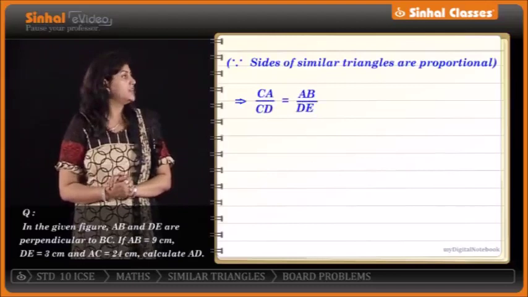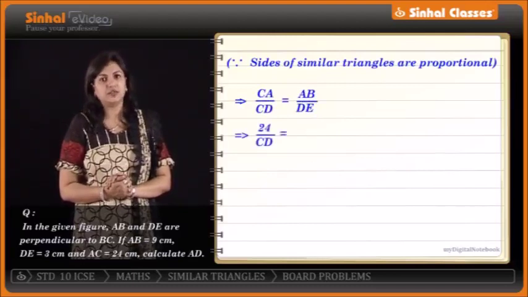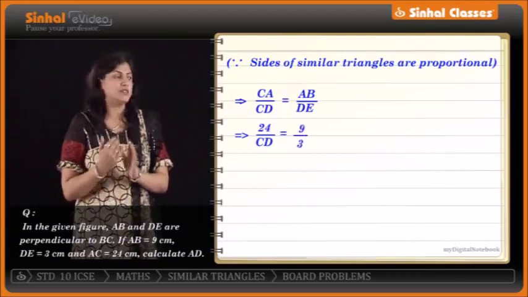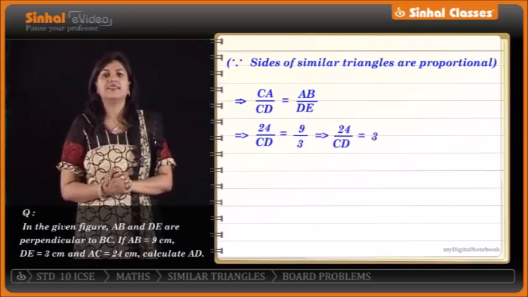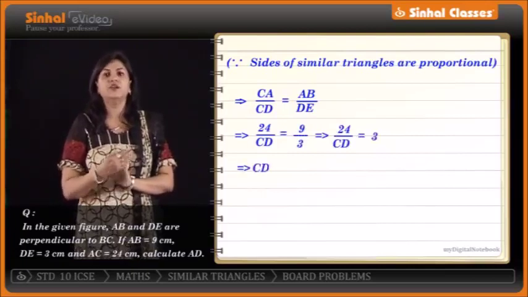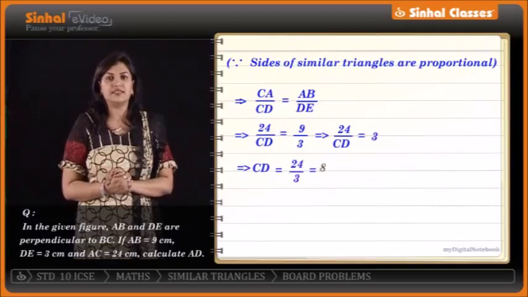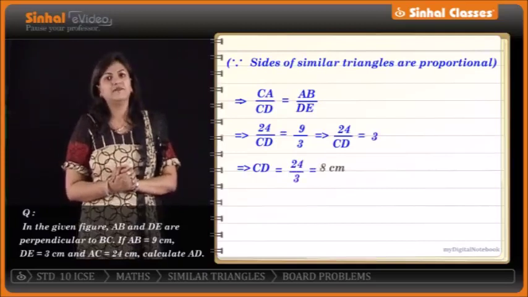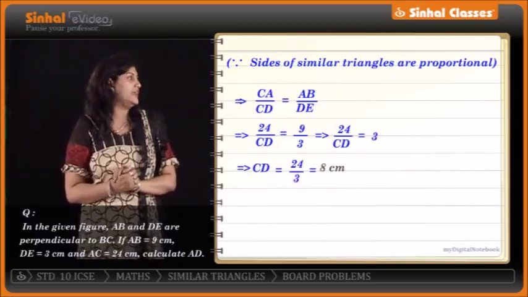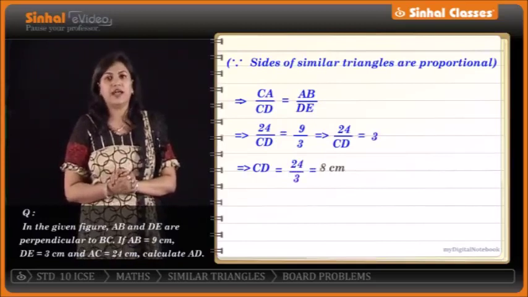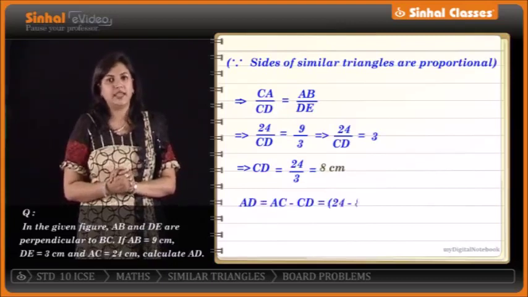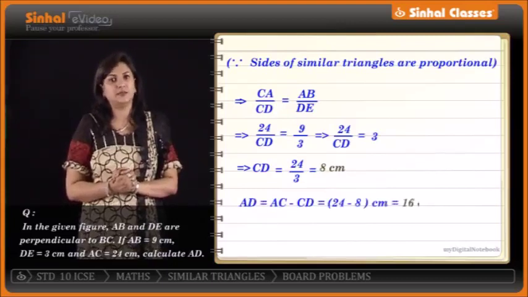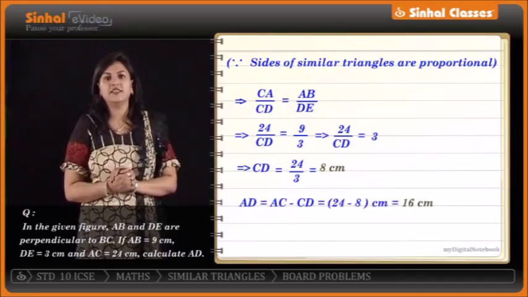Substitute the values. 24 upon CD is equal to 9 upon 3. Cross multiply. We have 24 upon CD is equal to 3. That is, CD is equal to 24 upon 3, which is 8 centimeter. But we want to find the length of AD. AD can be obtained by AC minus CD, that is 24 minus 8, which is equal to 16 centimeter. So we have got the length of AD as 16 centimeter.